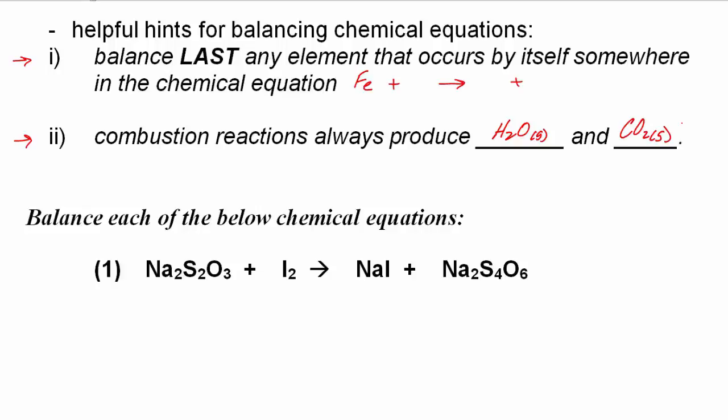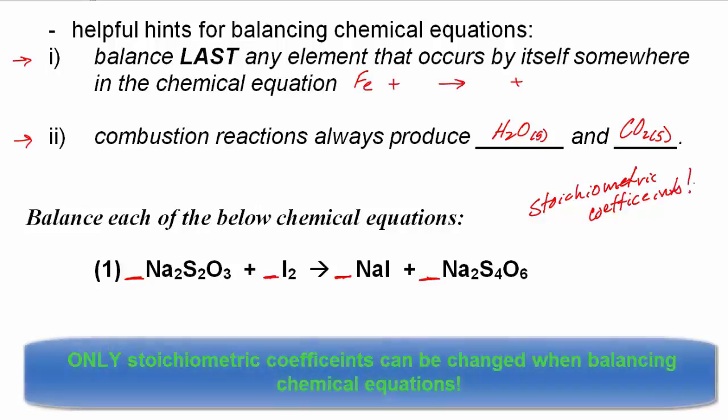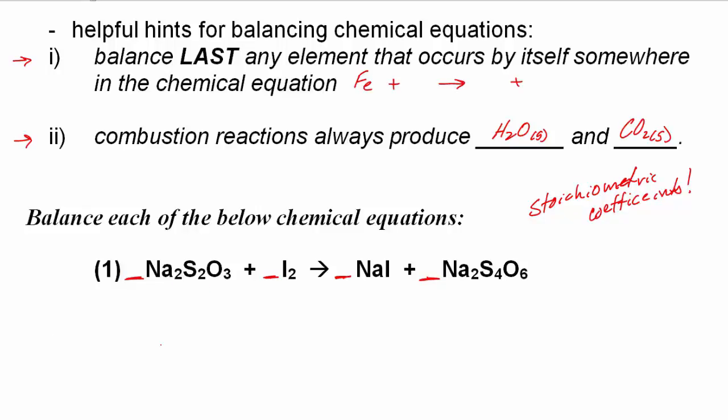Now, when you're trying to get the same number of atoms of each element on both sides, the only thing you can change and have control over is the number out front. Okay, those numbers out front are called the stoichiometric coefficients. Those are the only numbers that you can change. You cannot change subscripts. These are fixed. Do not change. You can't change them. Otherwise, you'd be changing the compound. You can't do that.